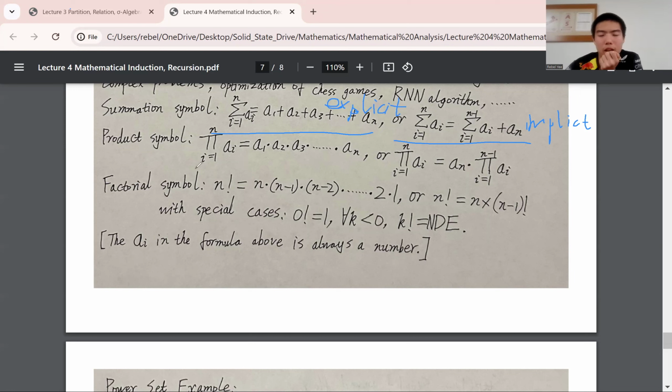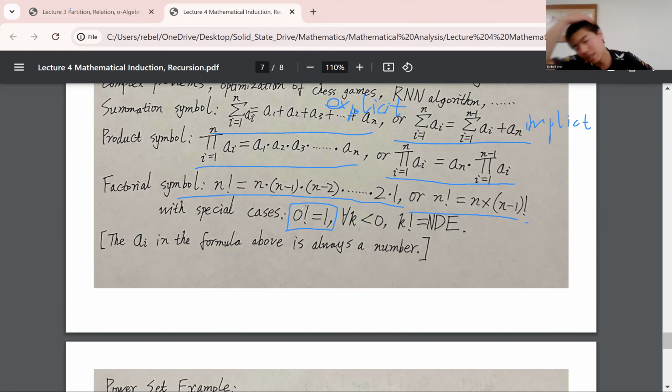Okay, and the product is multiplying terms together, so the nth product is a_n times the product of a_i from 1 to n minus 1. And factorial you can write like this, this is the implicit, and this is the explicit. That's very similar. And just remember, there are some special cases. If we're dealing with 0, factorial is always defined as 1. You may say, well, 0 times itself is 0, but it's defined to be 1, especially in combinatorics, where this definition is the most convenient one. And if k is a negative number, then its factorial is undefined at this stage.